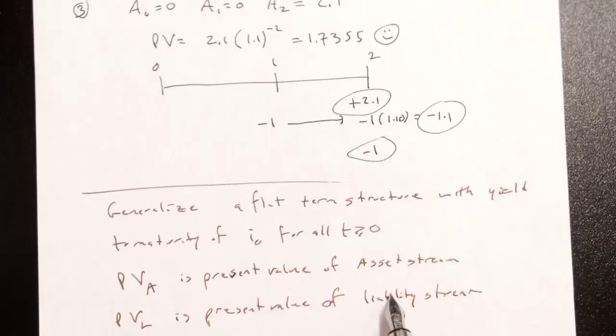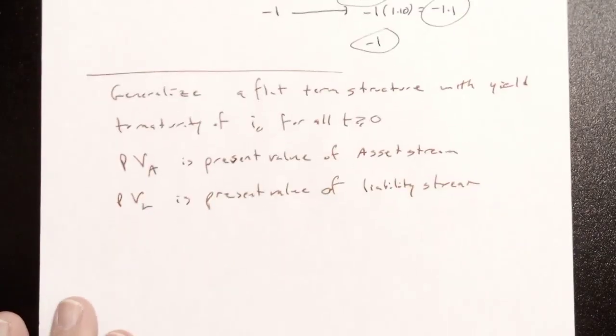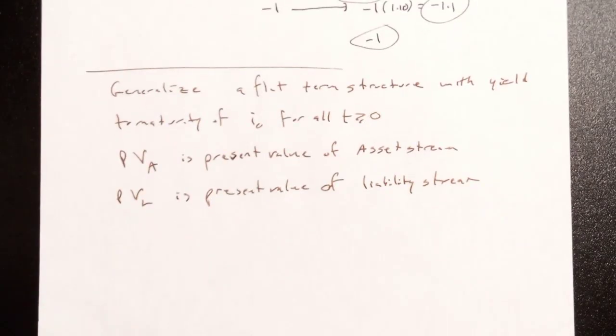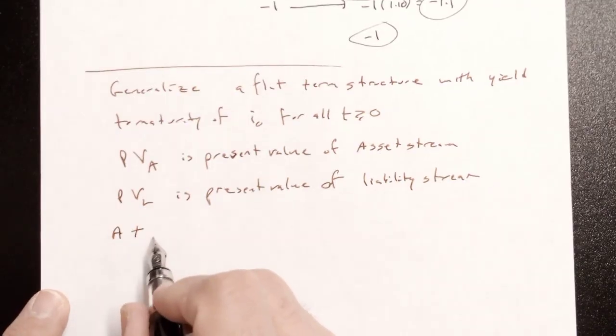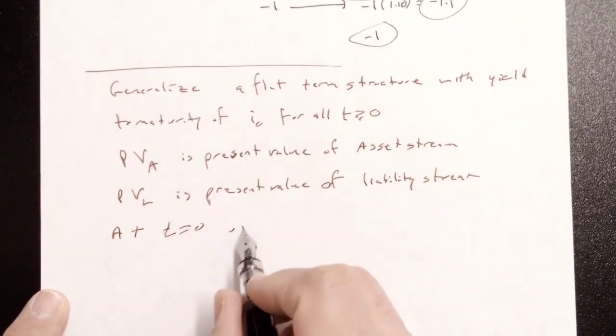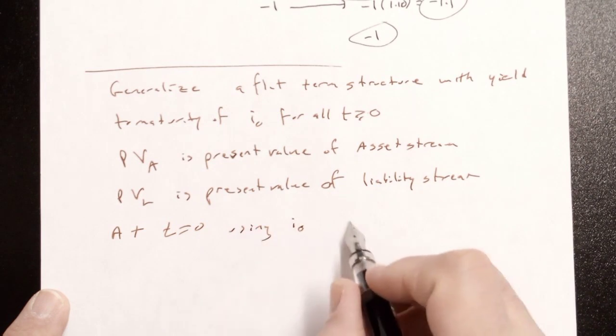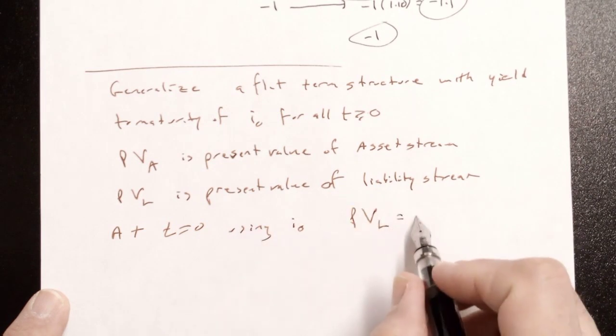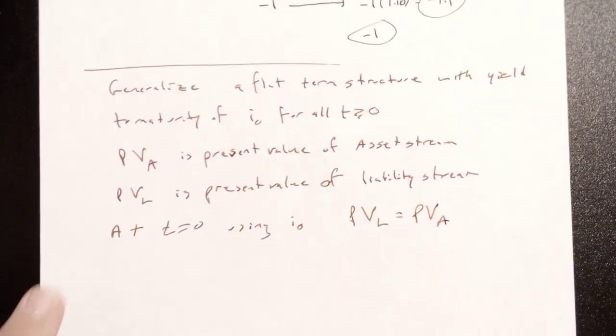Notice I've written liability stream and asset stream. I think of these as discrete income times, but my brain is still thinking continuously. I have this money coming in some regular fashion. I have this money going out in some regular fashion. They don't have to be continuous. So at t equals 0, using I0, PVL equals PVA.